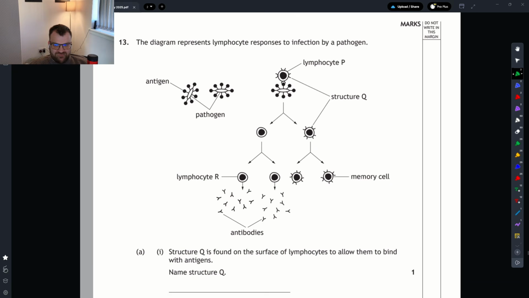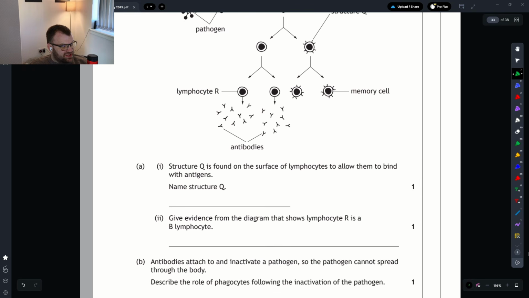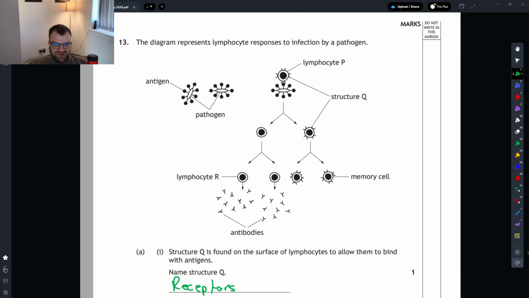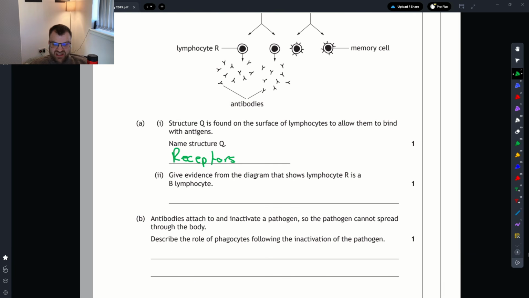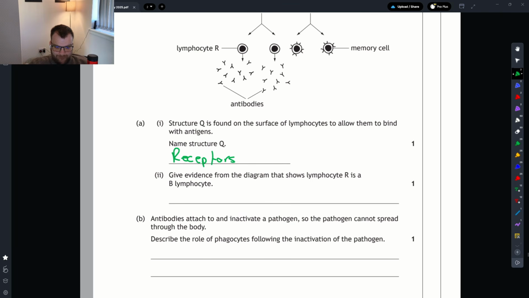Next up, we're talking about lymphocytes and infection. Blank found on the surface of lymphocytes bind to antigens. That's going to be receptors. They pick up on information. And if they get the correct one, they'll connect to the antigen coating of the pathogen, the disease-causing microorganism. What's the evidence? Well, they're making antibodies, I presume. Yes, B for bodies, antibodies.